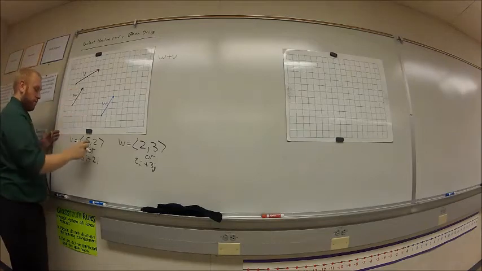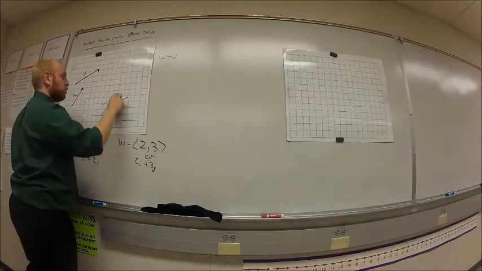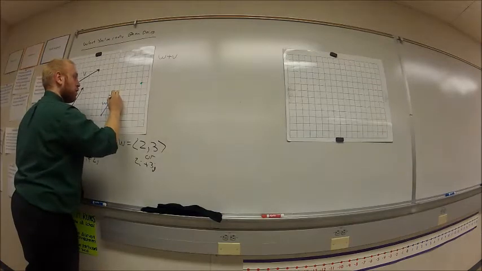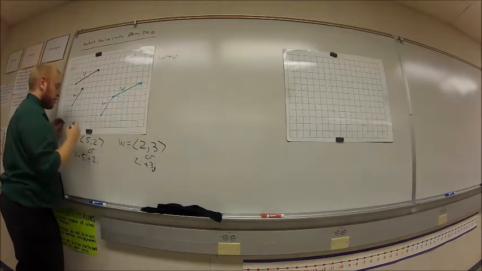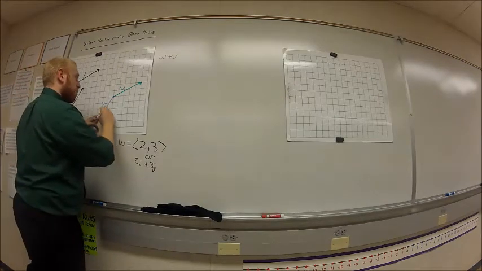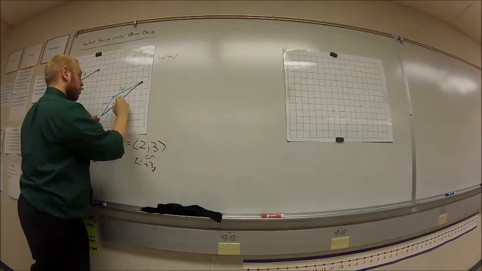Well, v was right 5 and up 2. So right 1, 2, 3, 4, 5, up 1, 2. And there's v. And then remember from before that w plus v is when we connect the dots. So this part is w plus v.